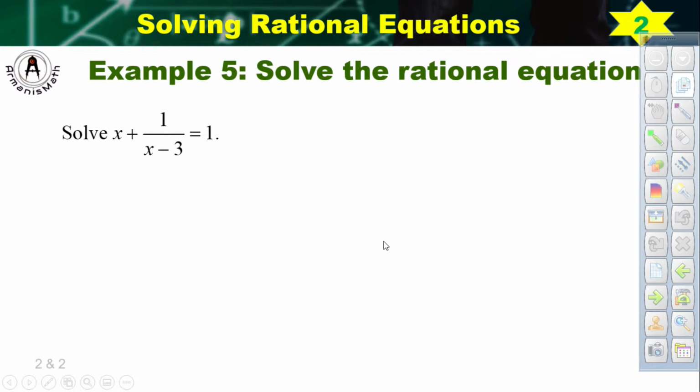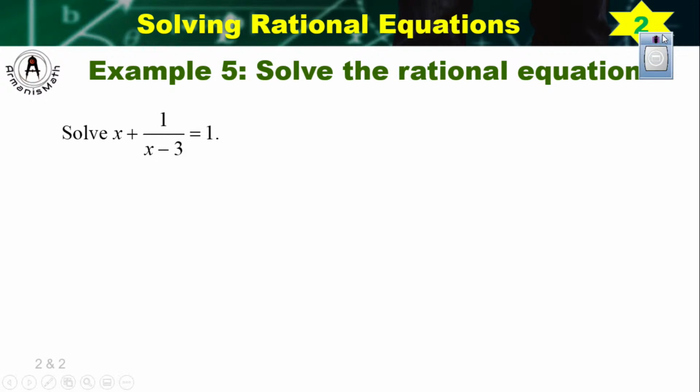Okay. Here we go. We have another one here that looks like this. We have x plus 1 over x minus 3 equals 1. Can somebody tell me what really aches me here? What bothers me here? Not just the x. Yep, the whole thing is bothering me. That's right.